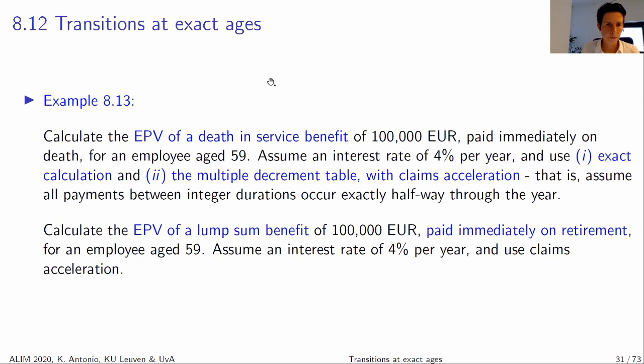And then in the rest of the example, we can do the EPV of a lump sum benefit of 100,000 euro paid immediately on retirement for an employee age 59, again using this claims acceleration. So let's do that together on the iPad. I just want to show this, especially for the people who are not in the life insurance mathematics course, because there are few ideas here like this claim acceleration thing and so on, which are good to see once in this course. Okay, so we're going to start with the EPV of a death in service benefits.